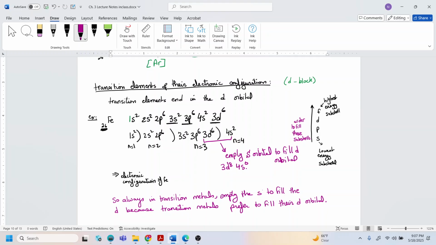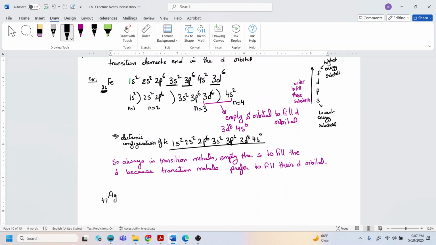So if we want to draw the electronic configuration of iron, it's going to be 1s2, 2s2, 2p6, 3s2, 3p6, and then 3d8, and then 4s0. That is the electronic configuration for iron. Always in transition metals, we empty the s orbital to fill the d orbital, because transition metals always prefer their d orbital to be filled.